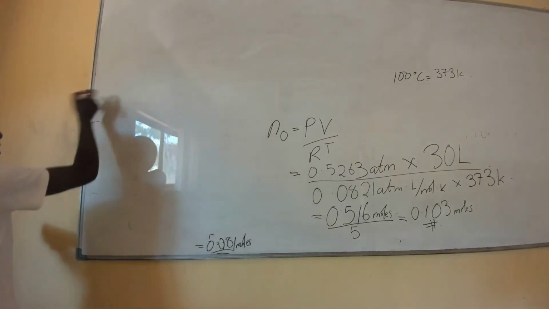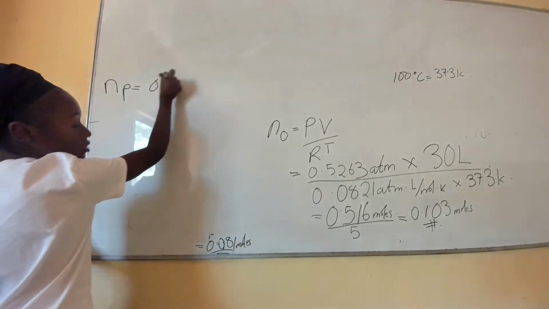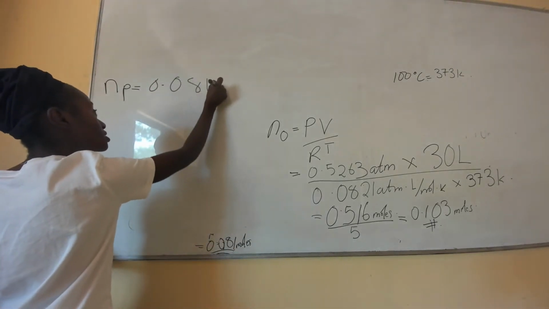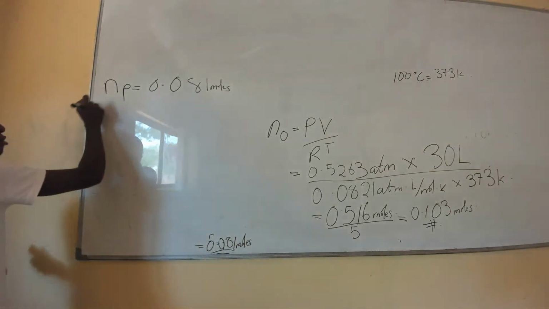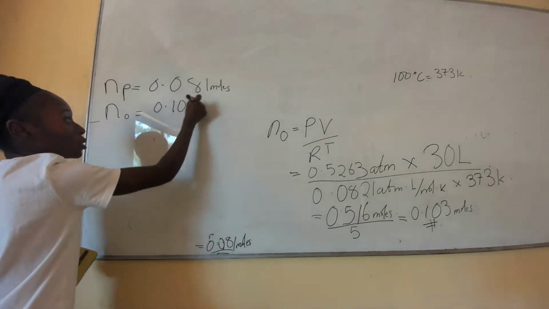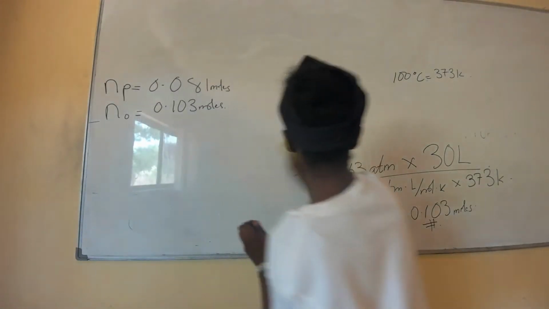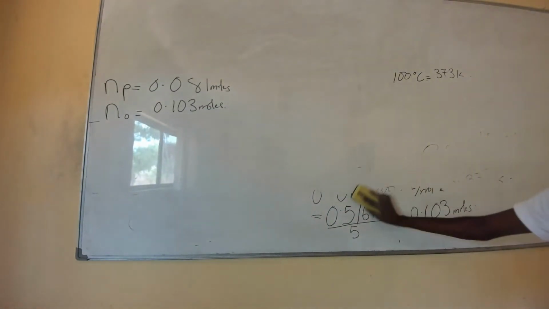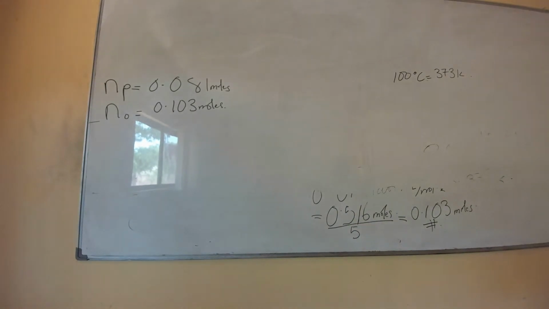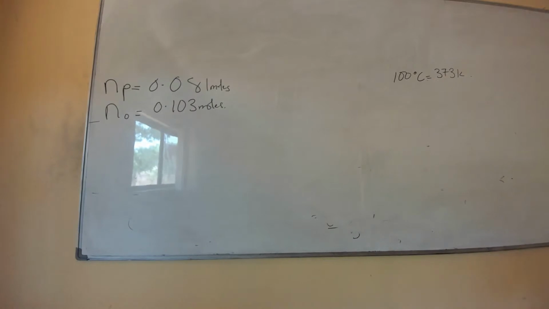So we're going to just write that the number of moles of phosphorus is 0.081 moles, and the number of moles of oxygen, we found it as 0.103 moles. And then they're asking us to calculate the mass of the excess reactant that did not react. So the concept is the same. We're just going to subtract the both of them.